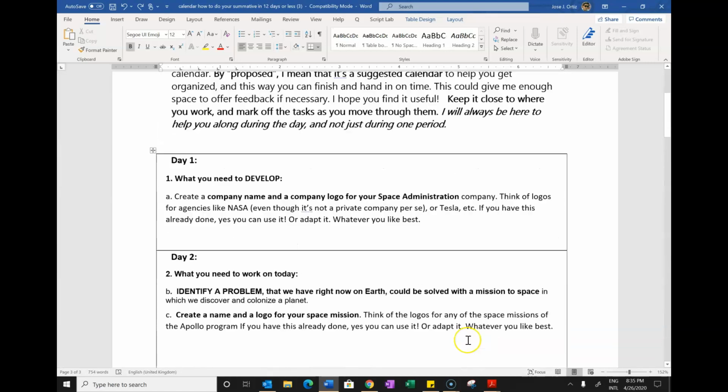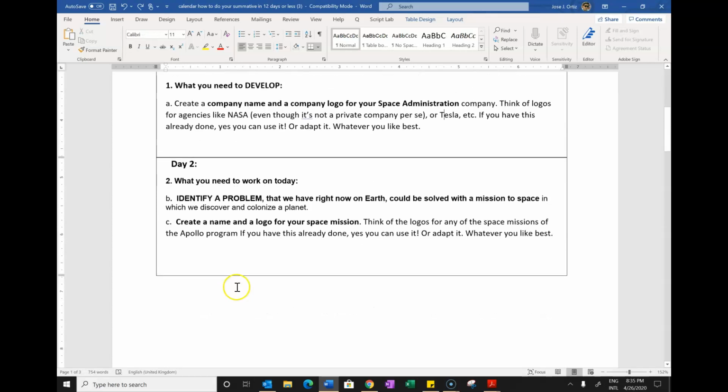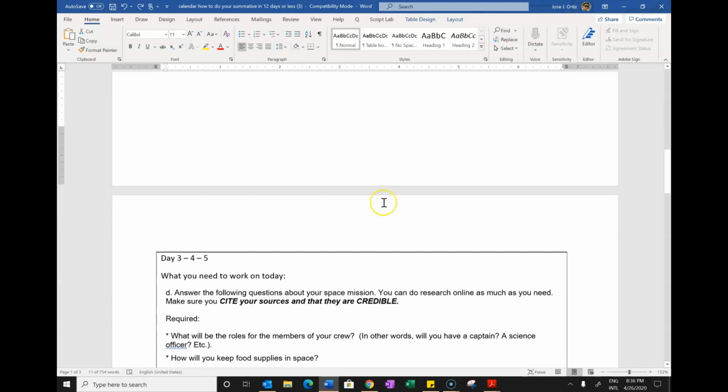Now, if you need me to recap, I will do it for you. On day 1, this is what you need to develop: company name and company logo for your space administration company. Day 2, you could use the same day, that's fine with me. You identify a problem and tell us how it could be solved with a mission to space, and give us the name and logo for your space mission. Again, if you did this, just bring it in and that's fine.